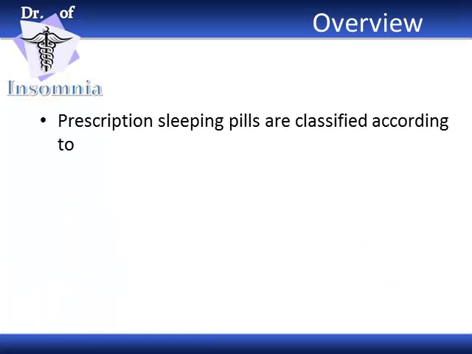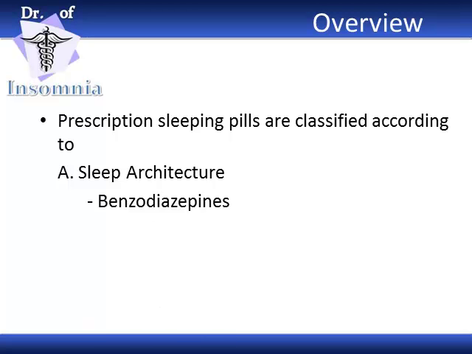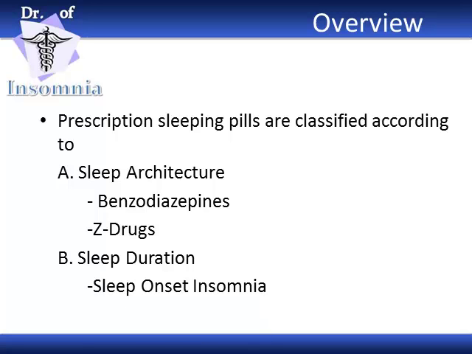So let's look at an overview of today's presentation. Prescription sleeping pills are classified according to sleep architecture and the impact they have on disrupting sleep architecture. We'll compare benzodiazepines to Z-drugs. Sleeping pills are also classified according to their effect on sleep duration. We'll look at sleep onset insomnia and the difference between that and sleep maintenance insomnia.